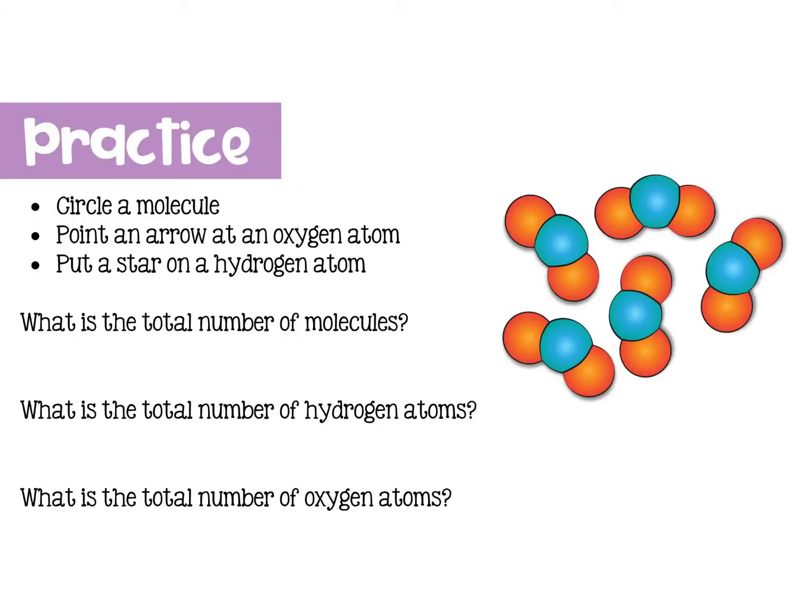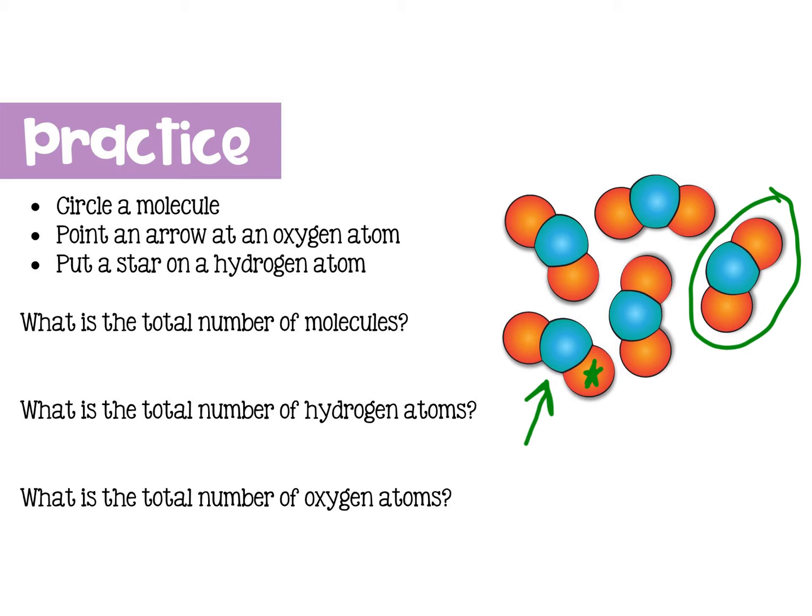First, let's circle a molecule. This is a molecule. Now, we are going to point an arrow at an oxygen atom. Since water is H2O, the one that we only have one of, the blue, must be the oxygen. Now, let's put a star on a hydrogen atom. Well, since there are 2 hydrogen atoms in a water molecule, the red must be the hydrogen.